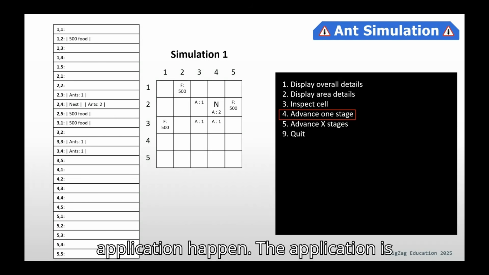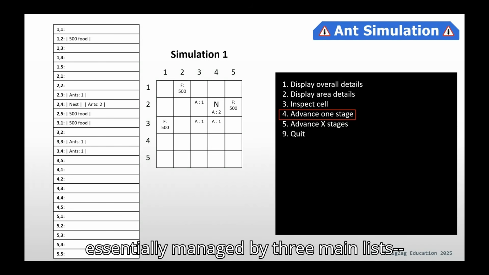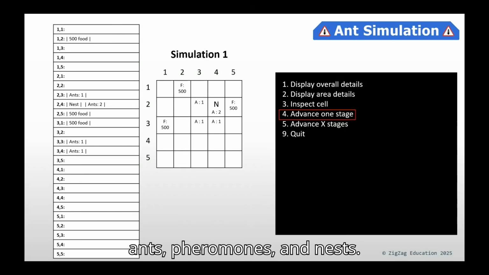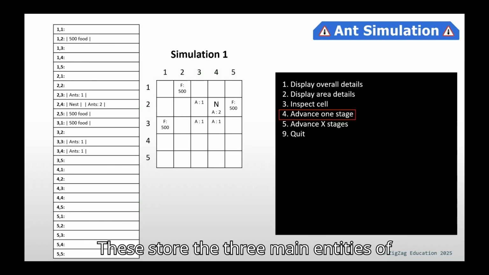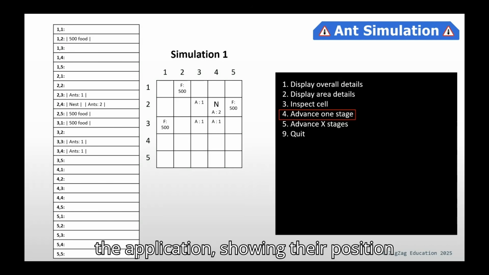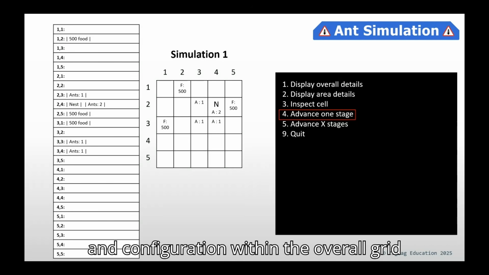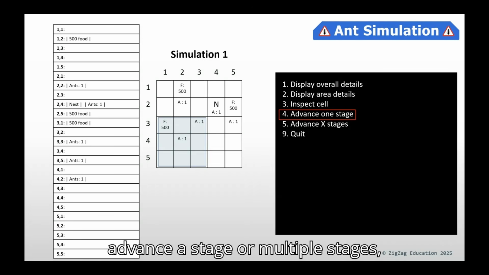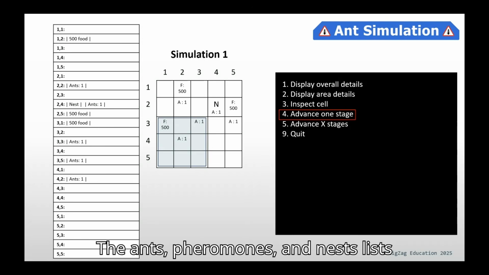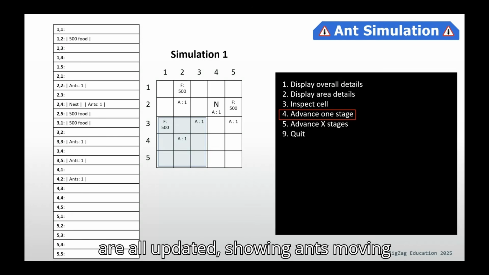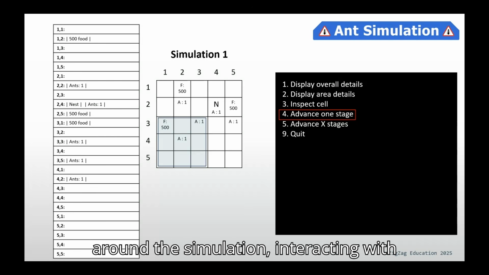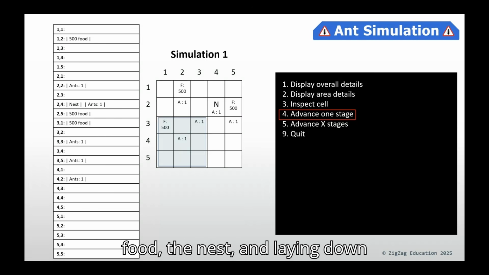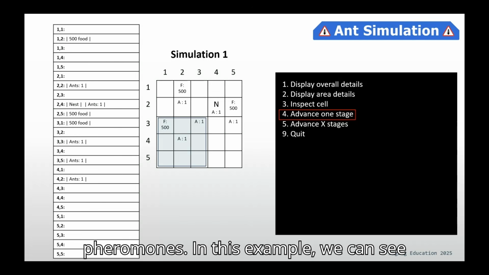The application is essentially managed by 3 main lists: ants, pheromones, and nests. These store the 3 main entities of the application, showing their position and configuration within the overall grid list. When the user selects to advance a stage or multiple stages, the ants, pheromones and nests lists are all updated, showing ants moving around the simulation, interacting with food, the nest, and laying down pheromones.